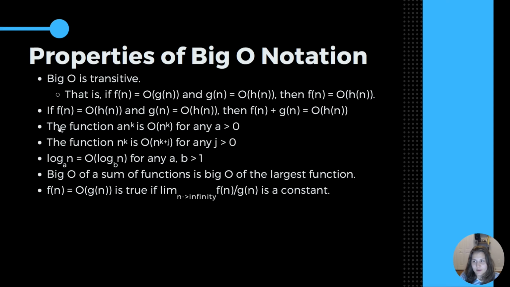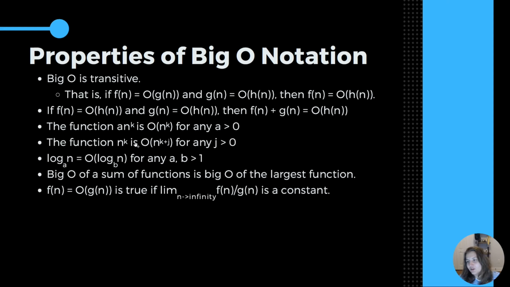Next one is the function a times n to the k is Big O n to the k for any a that's greater than 0. Again, kind of going back to this idea here, f of n plus g of n, which if those are both 2h of n, we're dropping that constant and we just say it's h of n.